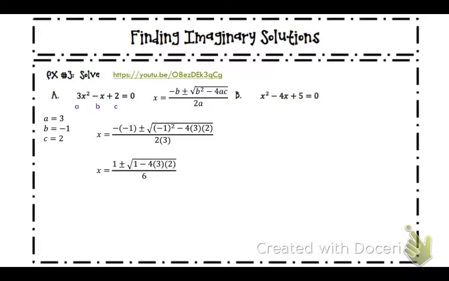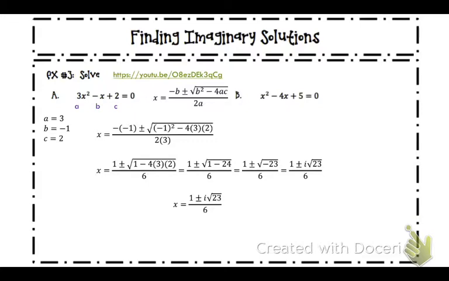You just simplify this down. So negative times negative 1 is positive 1 plus or minus the square root of negative 1 squared, which is 1, minus 4 times 3 times 2, all over 2 times 3 is 6. Finish simplifying that out. That's 1 plus or minus the square root of 1 minus 24 over 6. That's 1 plus or minus the square root of negative 23 over 6. You can just pull out an i, so that's 1 plus or minus i square root of 23 over 6. Okay, so that's your answer.